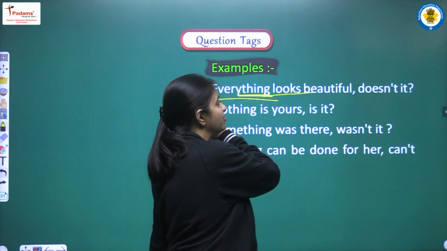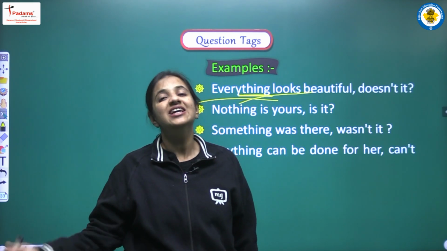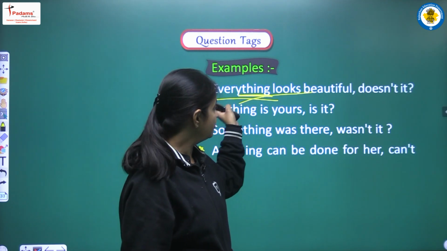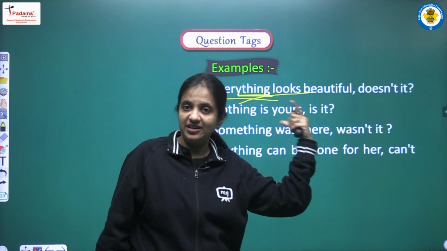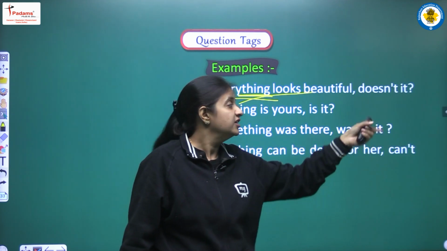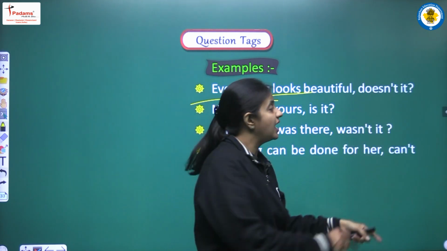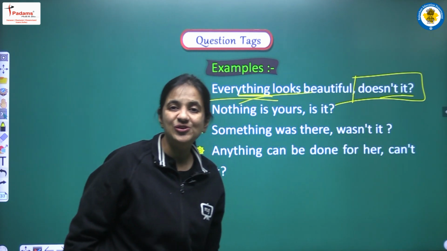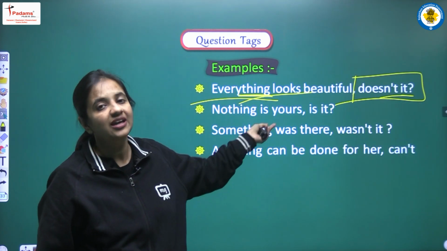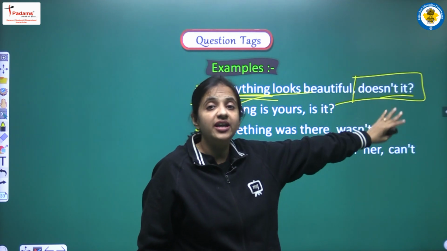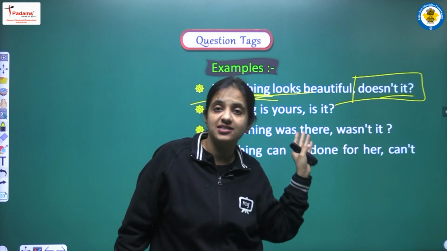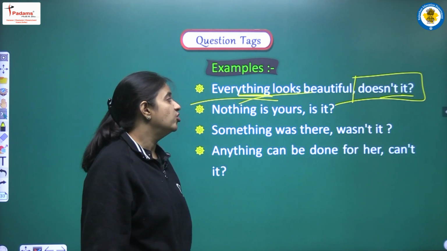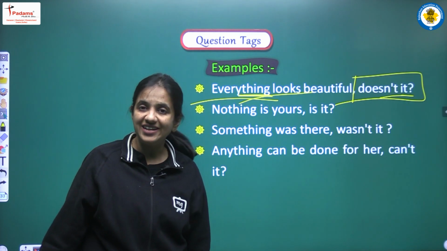So the sentence is, everything looks beautiful. Here we are having first form plus s or es, so we can say that does is hidden here. It's a positive sentence, so the tag will be negative, does plus not. So the short form will be doesn't. After doesn't, we have to write the pronoun. And yes, according to the rule, if we are having everything, then the pronoun will be it. So our question tag is doesn't it. And the complete sentence will be, everything looks beautiful, doesn't it?